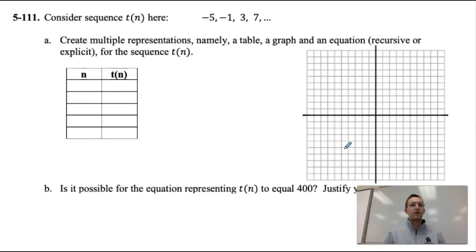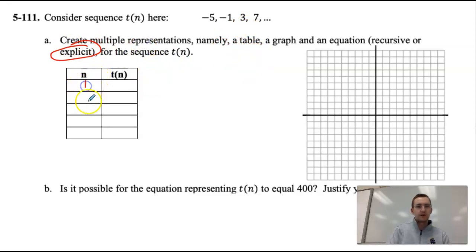Starting with 5.1.11, we're going to consider the sequence T of n that we have at the top. So we're -5, -1, 3, 7. We want to create multiple representations of this, i.e. a table, a graph, and an equation. So we're going to write the explicit equation for this one in just a second, and then we are going to also fill in the table. So first, we'll fill in the table.